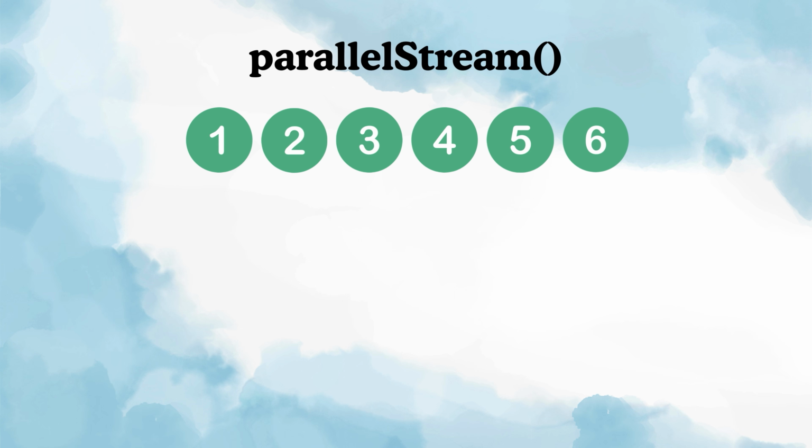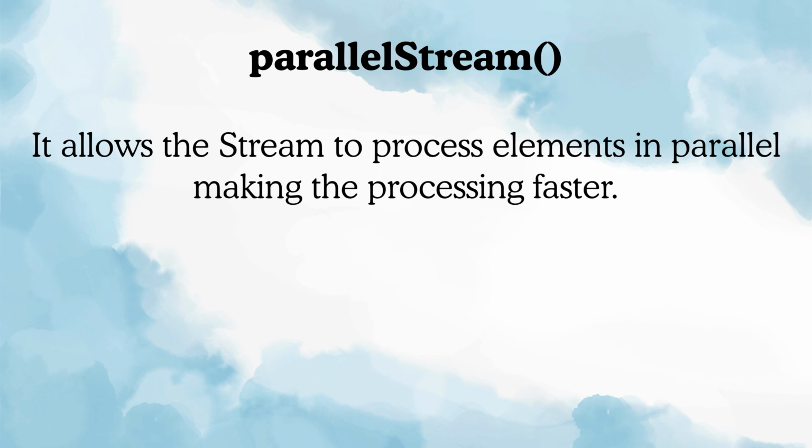Now let's talk about parallel streams. Normally, streams process the elements sequentially, one after another, but sometimes we want to process large collections faster by using multiple threads. That's where parallel stream comes in. It allows the stream to process elements in parallel. Using this parallelStream method, we can make operations faster, especially for larger data sets. For small collections, it may not make much of a difference, but for large collections, we can use this method.